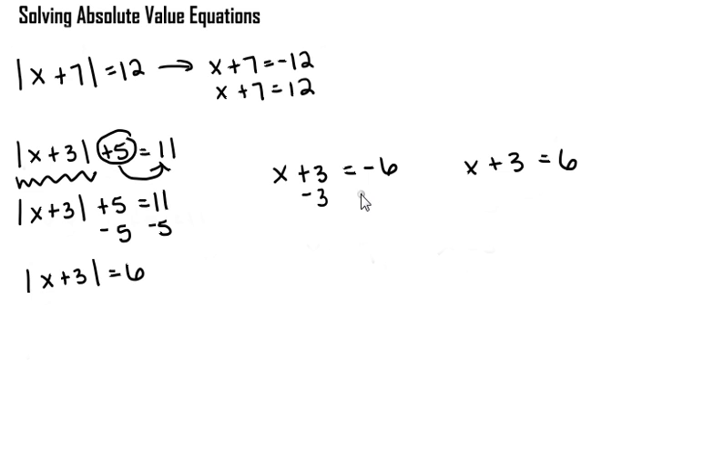We subtract 3 from both sides of the first equation and get x equals negative 9. We subtract 3 from both sides of the second equation and get x equals 3. Let's try another one.